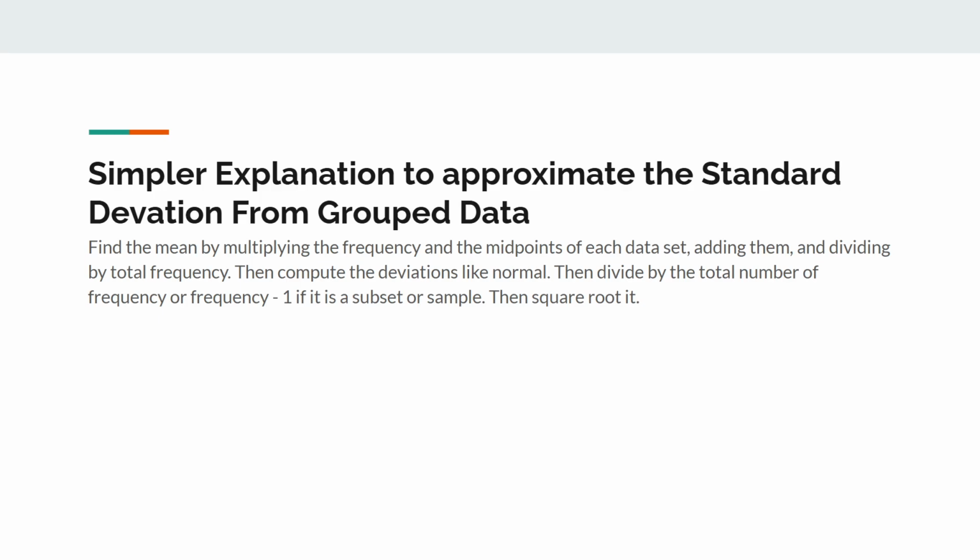Then compute the deviations like normal, which is just subtracting each data point by the mean, squaring it, and then multiplying it by the frequency that it occurs within each midpoint, or within each class, and then you divide by the total frequency, or frequency minus 1 if it's a subset or sample. Then square root it. And variance stays the same. You just square it after you're done.